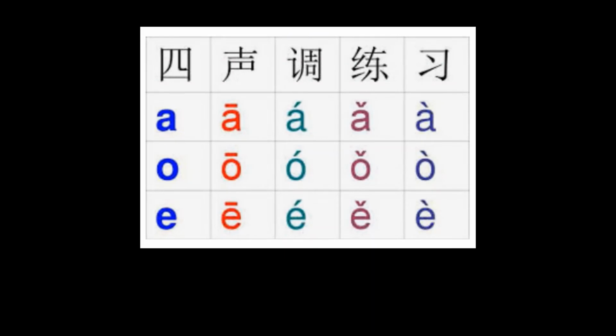Just to get the feel of the tones, okay? The first one is a, right? These are the first three vowels. A, a, a, a, right? The sharp fourth tone, right? A, a, a, a. Next one is o, o, right? E, E. Right? You get the idea.